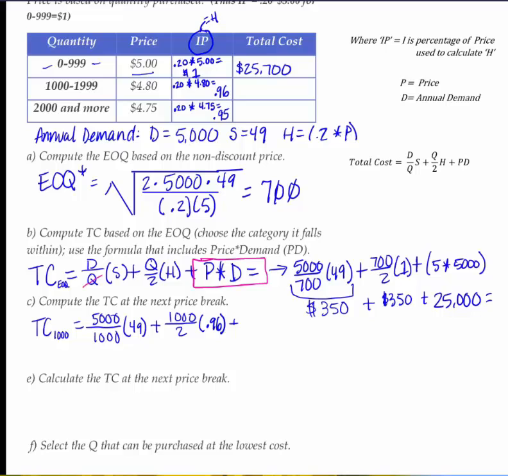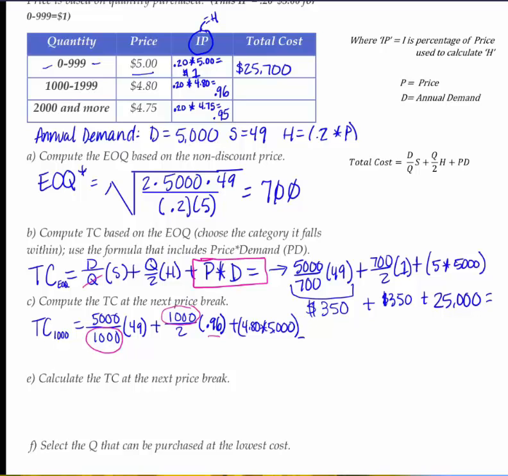The 5,000 stays the same as before, but notice the 1,000 is different than the 700 because we have to go up and order the lowest amount possible to get the discount. And then we change the 700 to 1,000 here. And then we also change the H, because now we're only going to pay 96 cents for our H as opposed to before we were paying $1. And then we add on our P times D, where we've got $4.80 times 5,000.